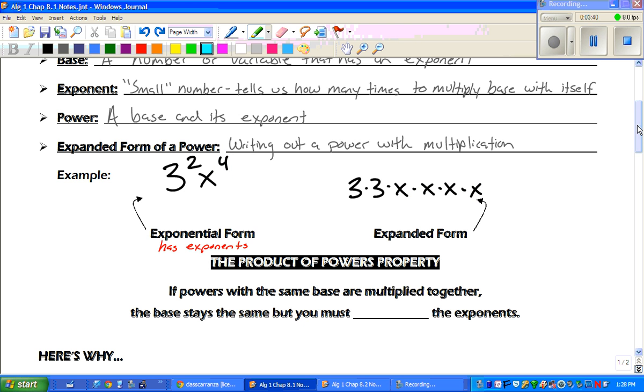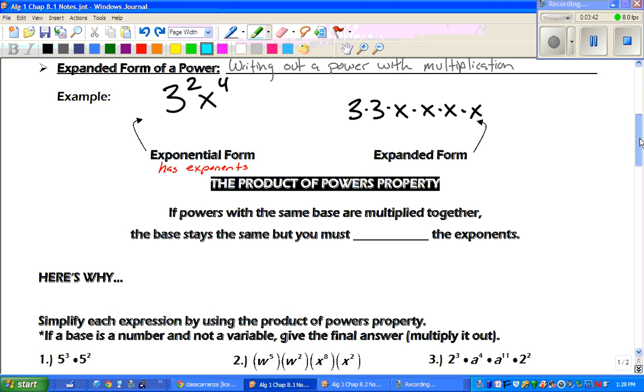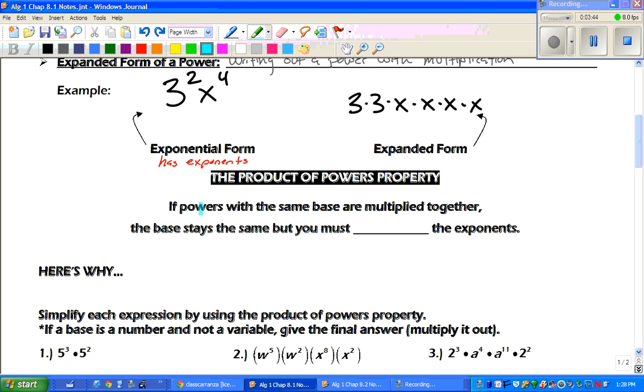Okay, so the product of powers property is if powers with the same base are multiplied together, the base stays the same, but you must add the exponents. Okay?